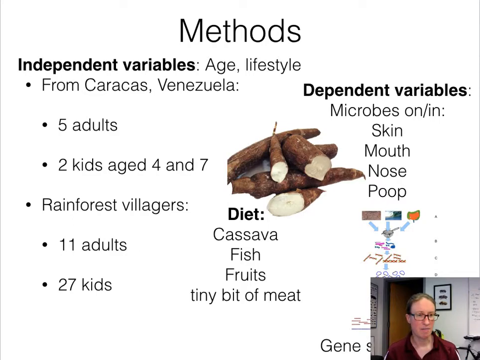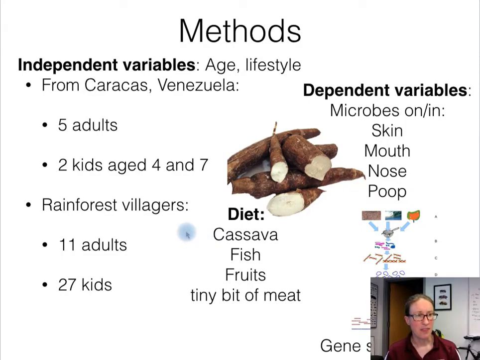The main food that the rainforest villagers feed on is cassava, a type of starchy tuber. And so everyone then ate the same diet. The individuals from Caracas came and visited the village and also ate the villagers' diet, so it was cassava, fish, fruits, and just a little bit of meat.